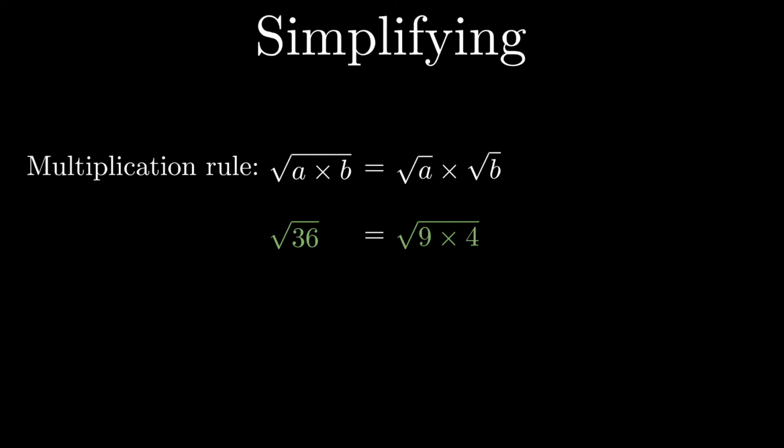Using the rule, we can split this up into square root of 9 times by the square root of 4. As we know, the square root of 9 is equal to 3 and the square root of 4 is equal to 2. Our answer will be 3 times by 2, so we get 6.